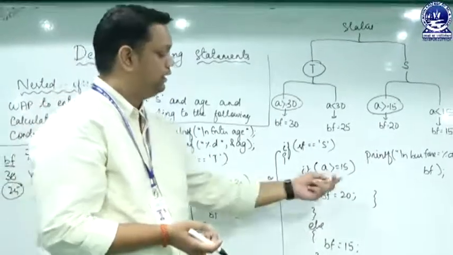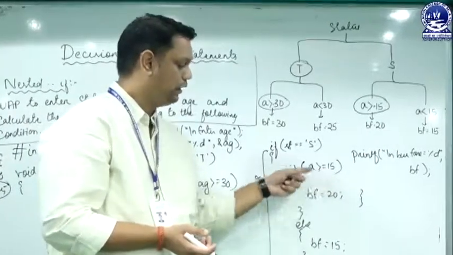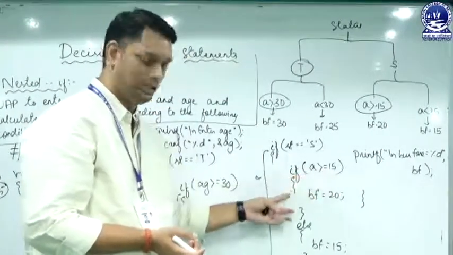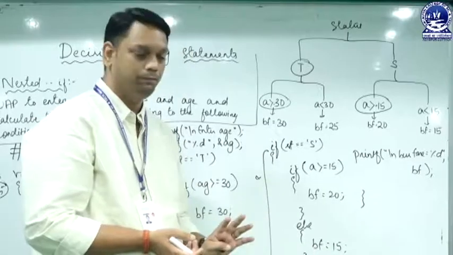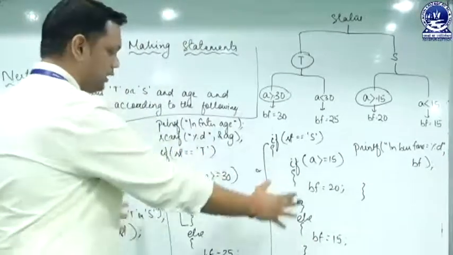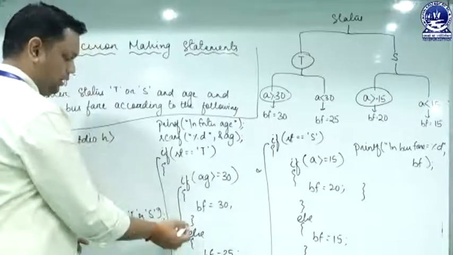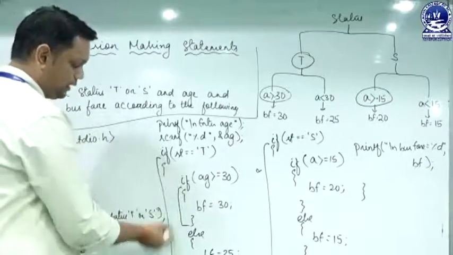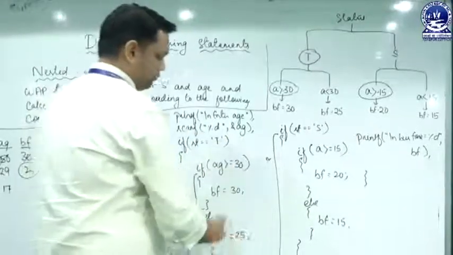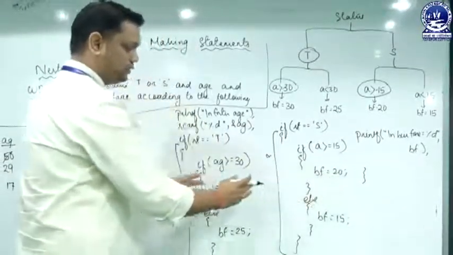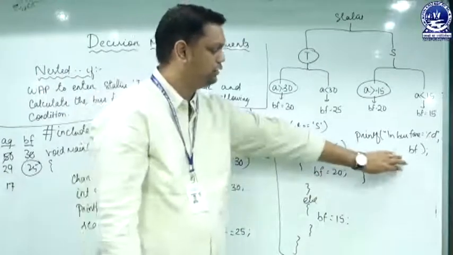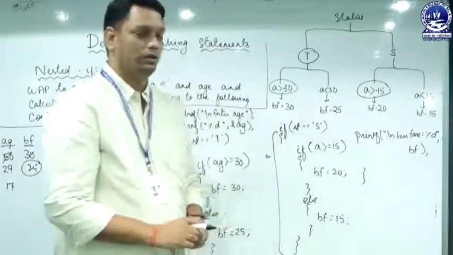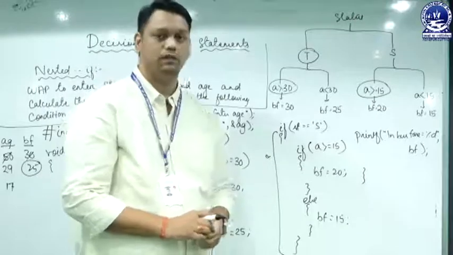And if I enter the age less than 15, then this condition will return false and it will move to the else part and 15 will be stored in BF. That means in this total condition, I have written an if block under another if block. So after satisfying all the conditions, the bus fare will be stored in BF, and finally it will come to this point and print the value of the bus fare of the person.